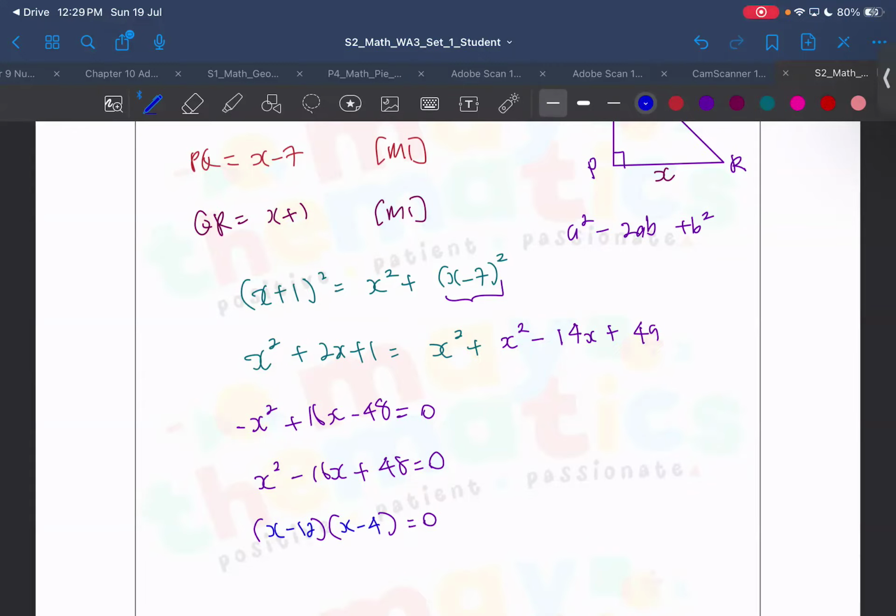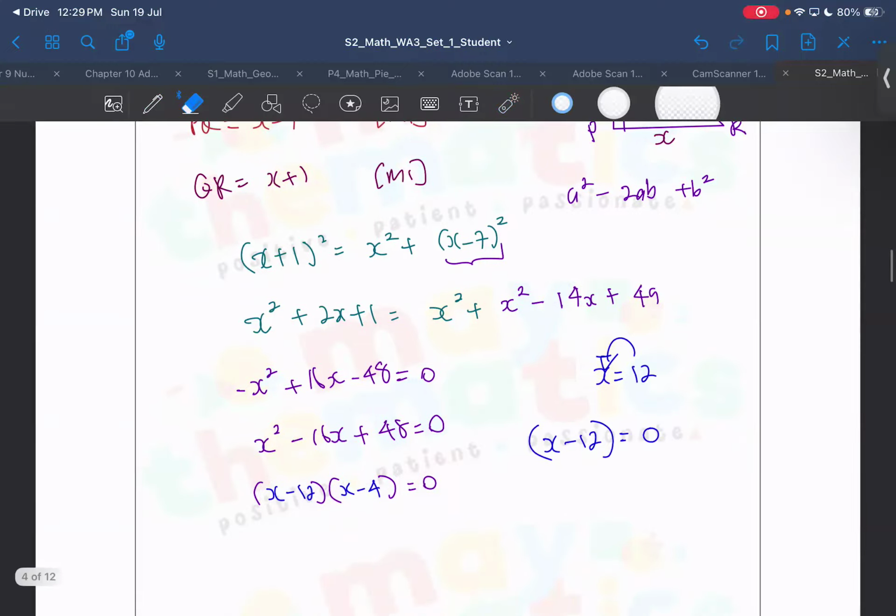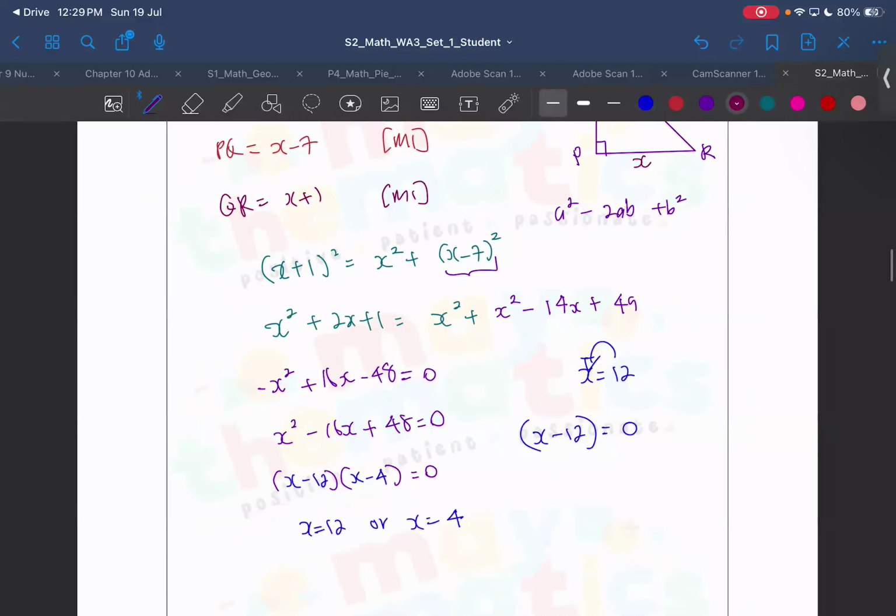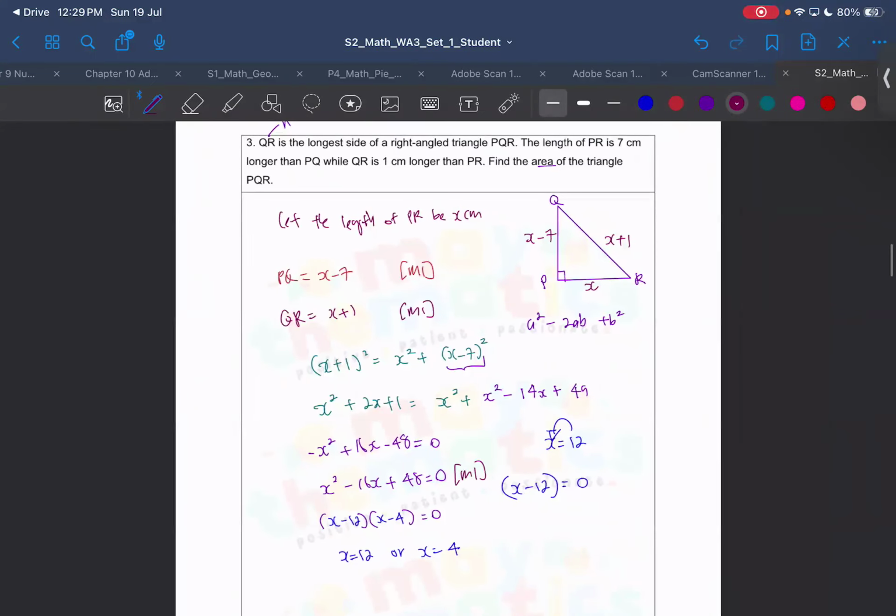Just remember that when your calculator gives you 12, ultimately I will want the right side to be 0. So I need to bring over, become x minus 12. You see? This whole thing, 0 times anything, get 0. That's how it works. So please remember, you don't put x plus 12. So this will give me x equals 12 or x equals 4. And your 1 mark is also when you get this quadratic equation.